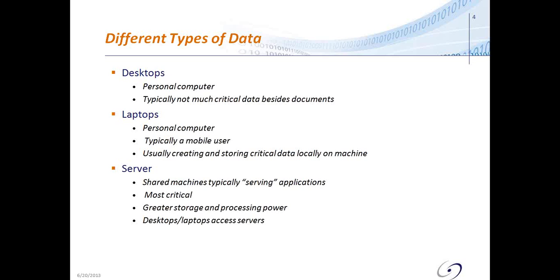First, there's desktops. This is, of course, personal computers. Typically not a lot of critical data besides some documents are on these desktops. In most companies, the data is held elsewhere on servers or other applications that could be hosted somewhere else.